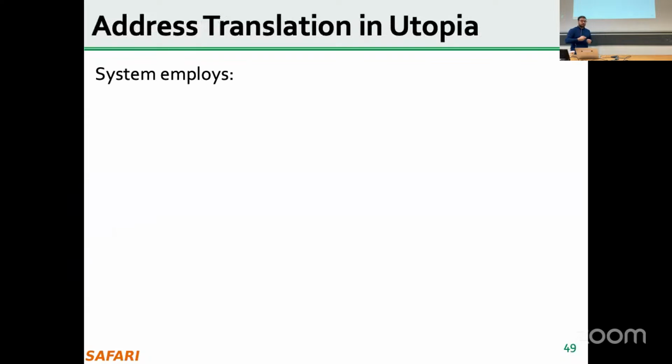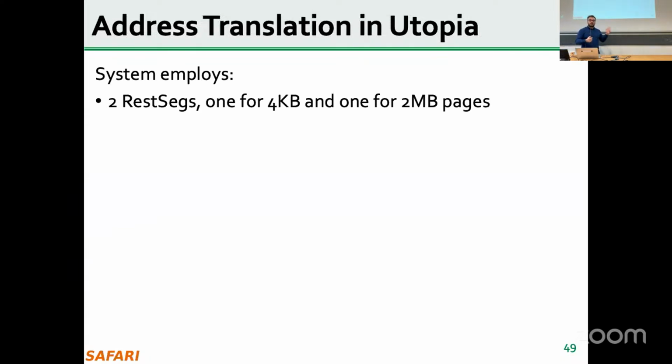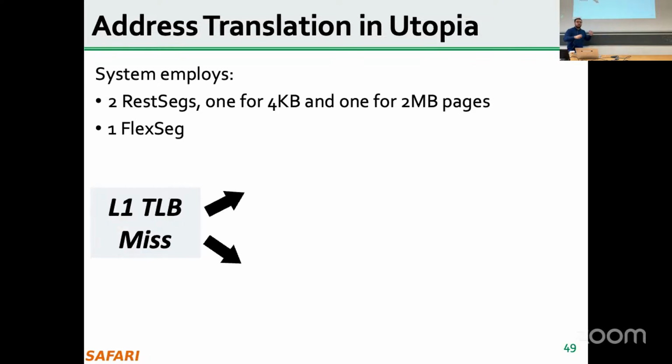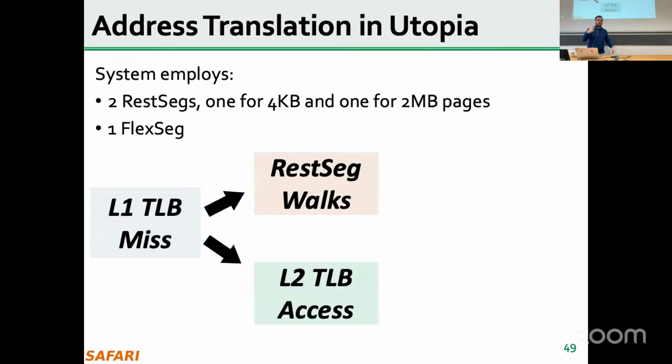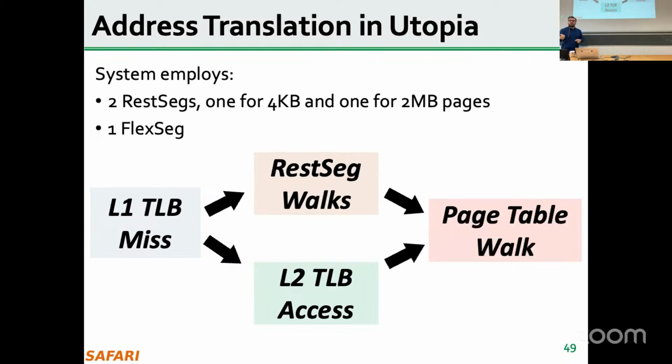So that's the end-to-end flow of address translation in Utopia. We have two restrictive segments, one for 4 kilobyte and one for 2 megabyte pages, and the rest of the memory is organized as a flexible segment. On an L1 TLB miss, we need to do two operations in parallel. We do the restrictive segment walks, the process of finding out if a page is in the restrictive segment or not. We do one for the 4 kilobyte pages and one for the 2 megabyte pages, because we do not know the page size a priori. In parallel, we perform the L2 TLB access. And if our data is not in the L2 TLB and not in a restrictive segment, then we fall back to the conventional mechanism, where we do the page table walk using the x86 radix page table, for example.